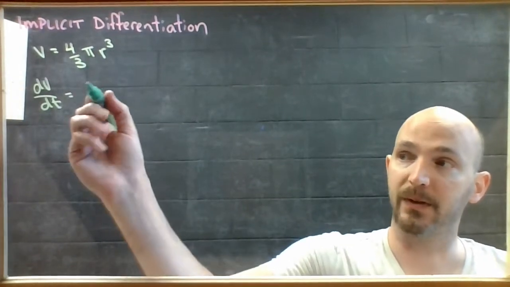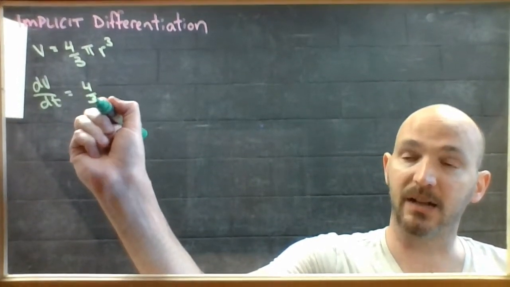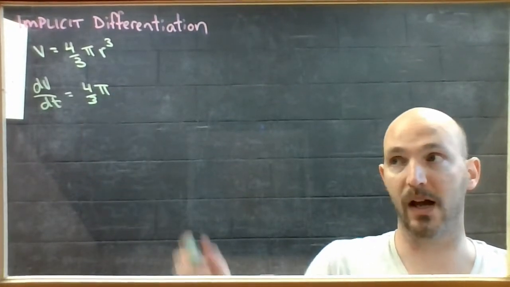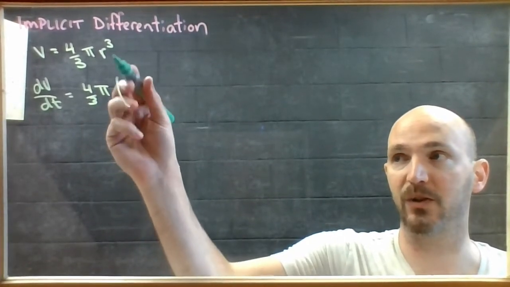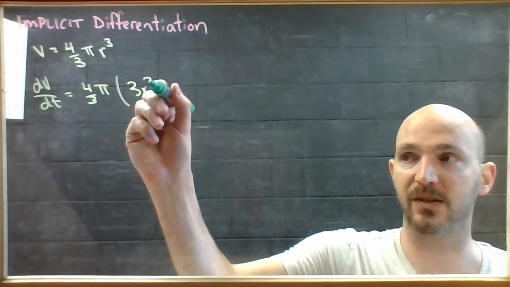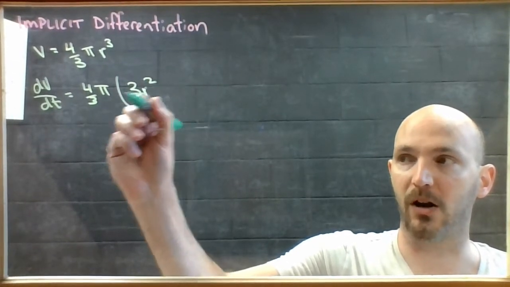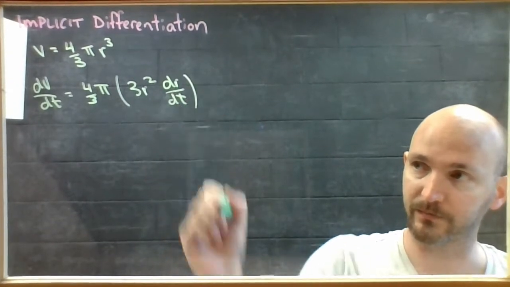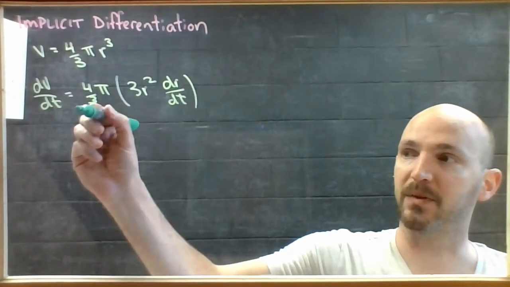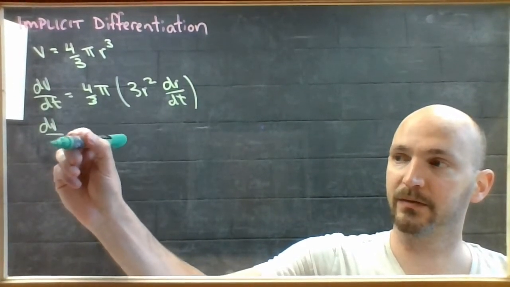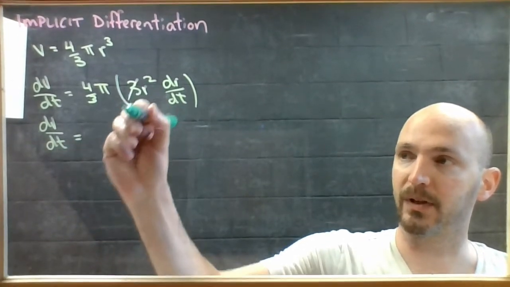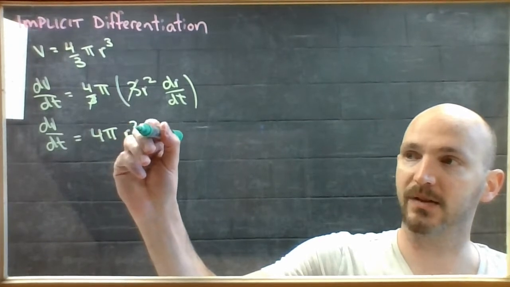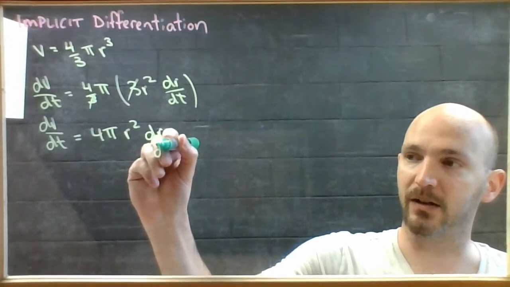So 4/3 is just a constant, it's unaffected by a derivative. Pi is just a constant as well, and the derivative of r cubed would be 3r squared, but r is not t, so I need the correction factor. Now that would simplify to, 3 cancels 3, I get 4 pi r squared dr/dt.